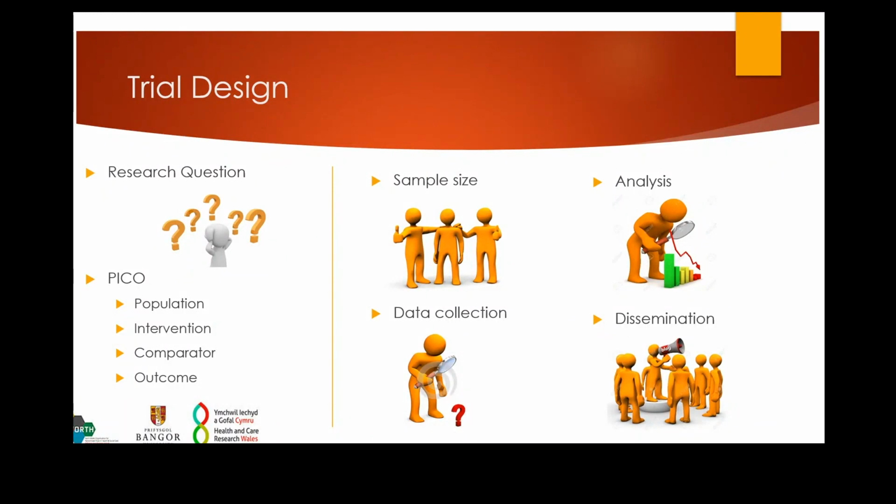Other aspects to consider for trial design is your sample size. So how many participants do you need in the trial to evaluate what you're aiming to evaluate? You've got data collection. So what data are you collecting, when are you collecting it, and how are you going to collect it? Similarly with your analysis, how are you analysing, what are you analysing, and when are you going to analyse? And then your dissemination, so how are you going to get your research results shared and published to the research community?